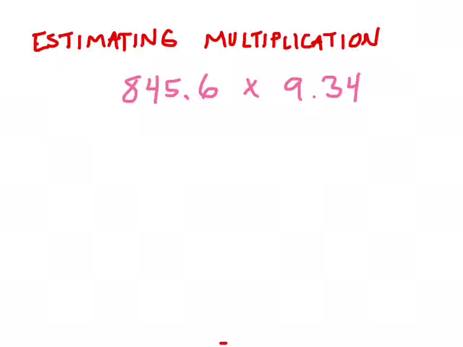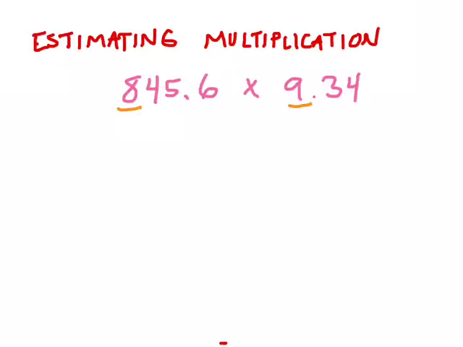and that's okay. So there's a handful of ways that we could approach this problem, 845 and 6 tenths times 9 and 34 hundredths. The easiest way is probably to round each number to its highest place value. So in the 845 and 6 tenths, that would be the hundreds place, and in the 9 and 34 hundredths, that would be the ones place. And again, in multiplication, it's okay to round differently for different numbers.